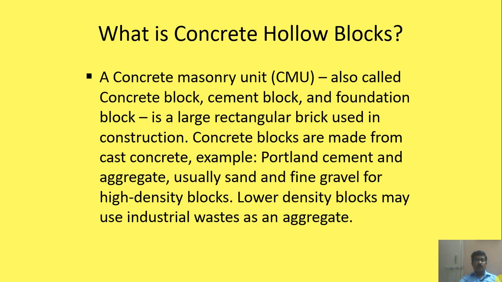So what is a concrete hollow block? I have already described that. A concrete masonry unit, CMU, please remember this abbreviation, also called concrete block, cement block and foundation block, is a large rectangular brick used in construction. Concrete blocks are made from cast concrete, for example Portland cement and aggregate, usually sand and fine gravel. For high density blocks; for lower density blocks, industrial waste may be used as aggregate, which is called slag.